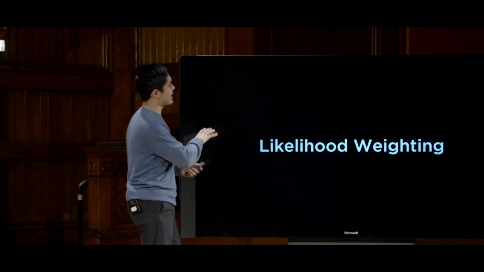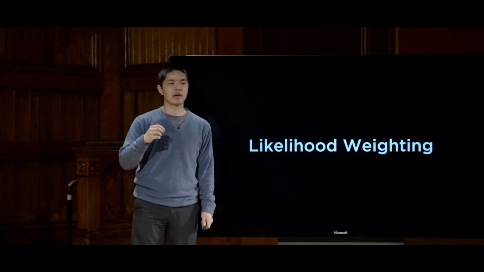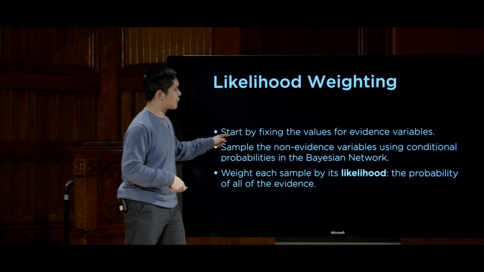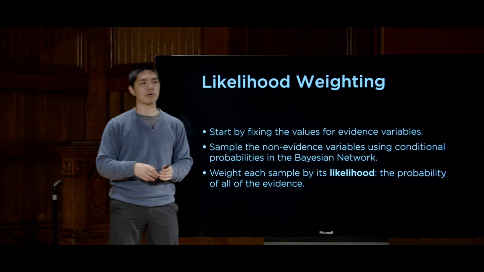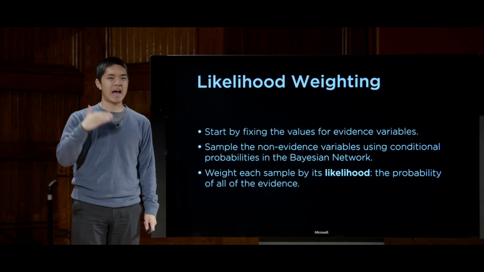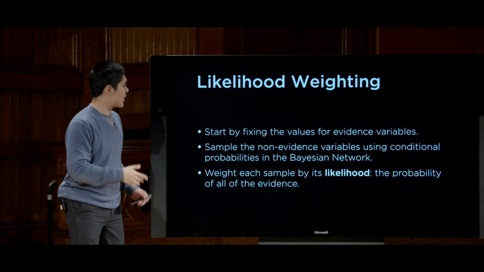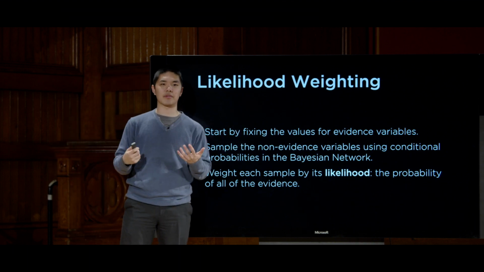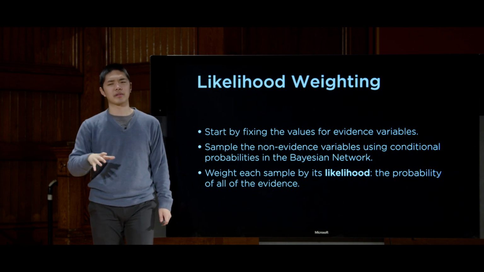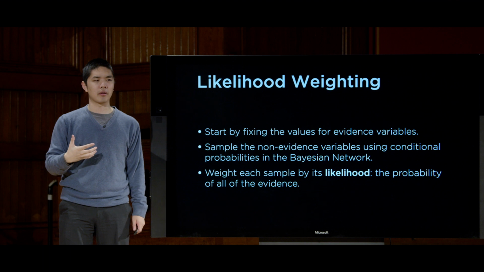So there are other sampling methods that can try and address this. One such sampling method is called likelihood weighting. In likelihood weighting, we follow a slightly different procedure, and the goal is to avoid needing to throw out samples that didn't match the evidence. And so what we'll do is we'll start by fixing the values for the evidence variables. Rather than sample everything, we're going to fix the values of the evidence variables and not sample those. Then we're going to sample all the other non-evidence variables in the same way, just using the Bayesian network, looking at the probability distributions, sampling all the non-evidence variables.